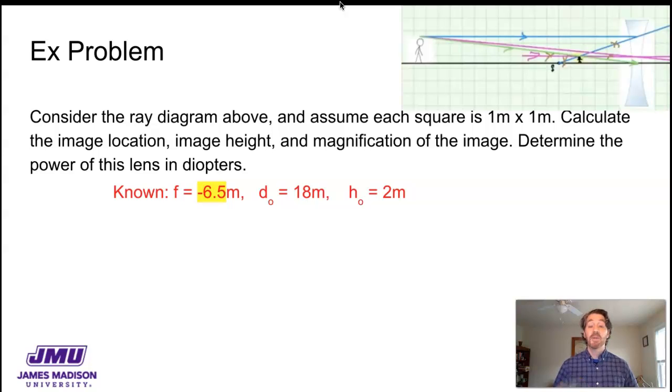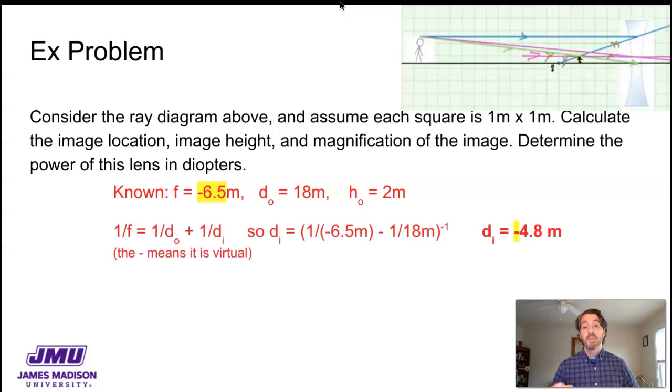We start with the image location, and that is the thin lens equation again. So 1 over f equals 1 over object distance plus 1 over image distance. And again, we're going to be really careful with this. The image distance will be 1 over the negative 6.5 meters. I do need the negative in there as the focal length. Minus 1 over 18 meters, the whole quantity raised to the negative 1 power. Please check my math as we did in the previous video to make sure that you're getting what I'm getting, which is that the image distance is negative 4.8 meters.